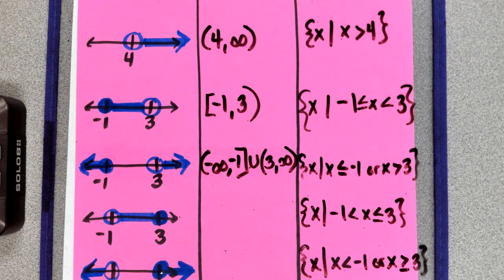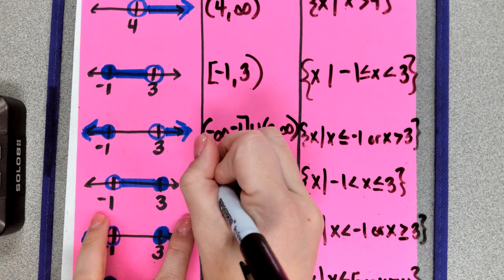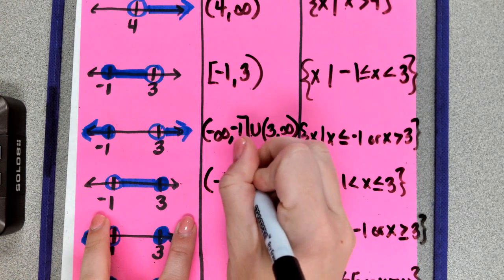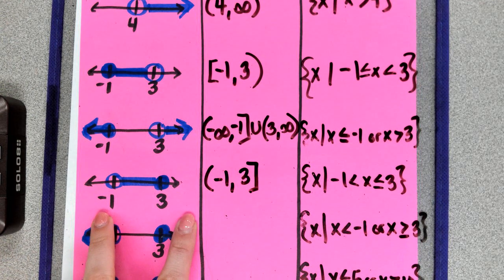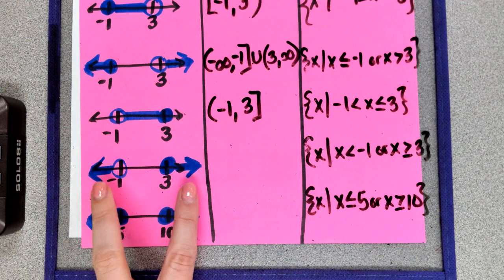So when you see that in your Delta Math homework, because your Delta Math homework is going to have the U, all you have to know is that that means there's 2 chunks. Okay? All right, this one is in between, so this one would be parentheses, -1 to 3, bracket. Closed circle gets a bracket, open circle, parentheses. Okay, let's think about this one.